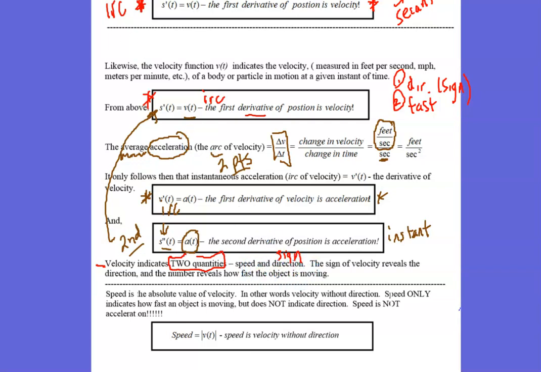Now I'm going to warn you that the next thing is something that students often confuse. Speed is not equal to velocity. Speed is simply how fast an object is moving. It is the absolute value of velocity. Speed can only tell you how fast an object is moving, but it cannot tell you the direction it's moving in. Velocity has two quantities. Speed is only one quantity. Another thing that you have to understand is if you want to know how fast an object is moving, you take the absolute value of velocity.